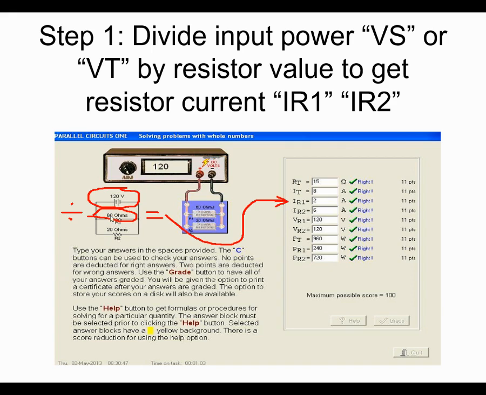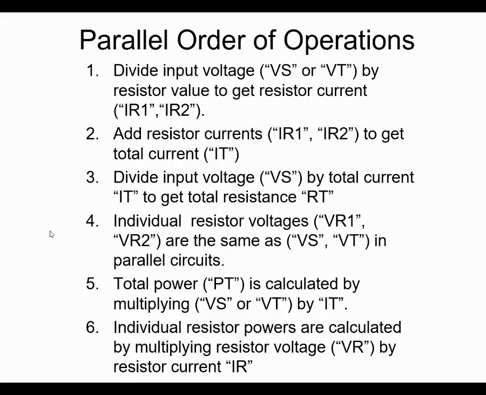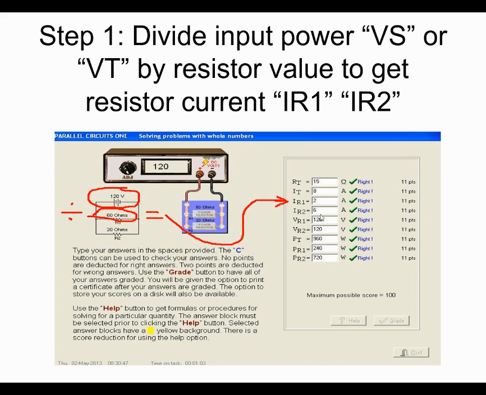Okay, so right here, here's your voltage value, 120 volts, and you've got a 60 ohm resistor and a 20 ohm resistor. So 120 divided by 60, you get 2 amps for IR1, and you're going to get 6 amps for IR2. That's the first step you want to do in parallel. Next, you want to add those resistor currents up to get IT. So the 2 and 6 add together to get 8.